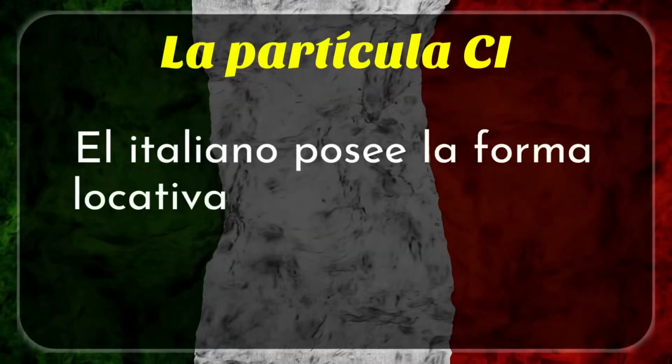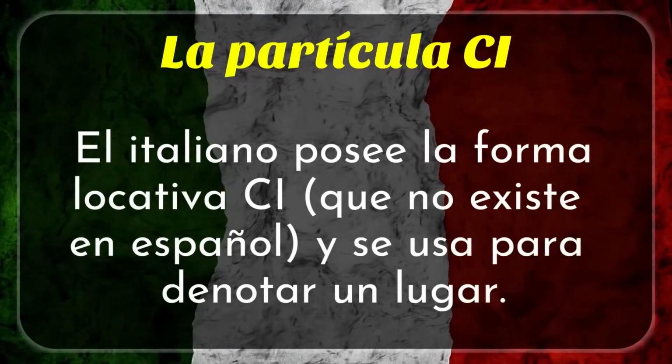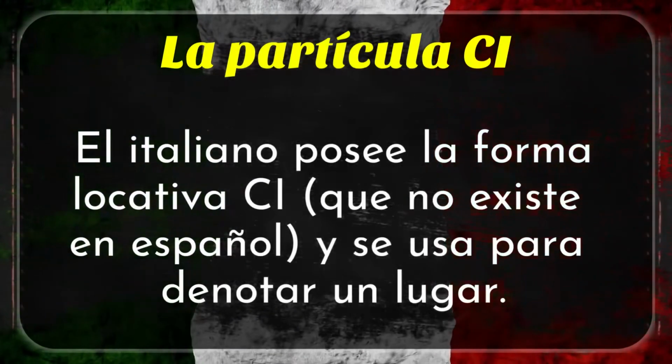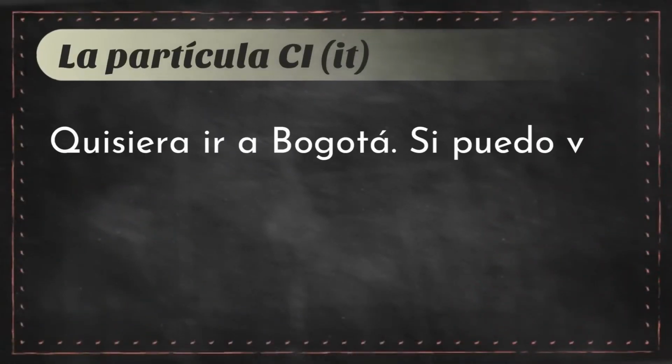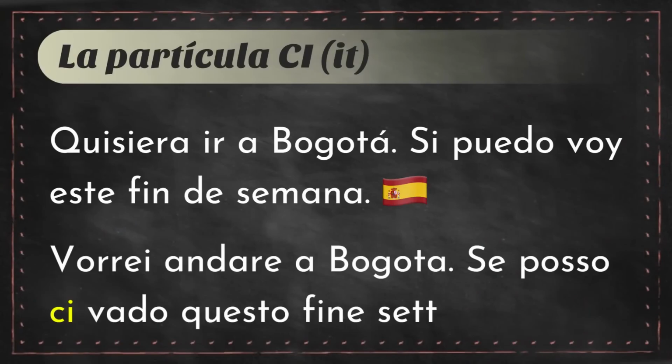Italian has the locative form ci, which does not exist in Spanish, and is used to denote a place. I'd like to go to Bogota. If possible, I'll go this weekend.